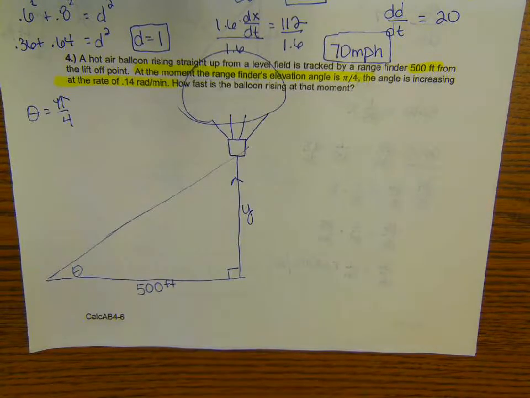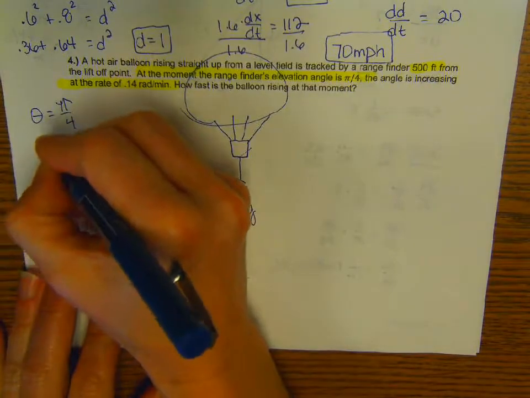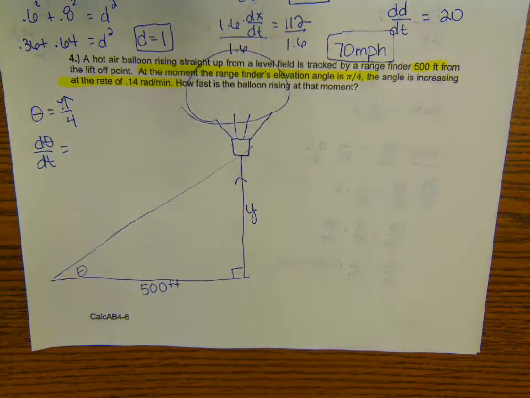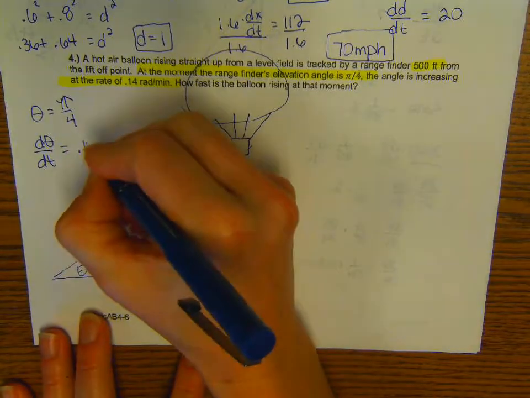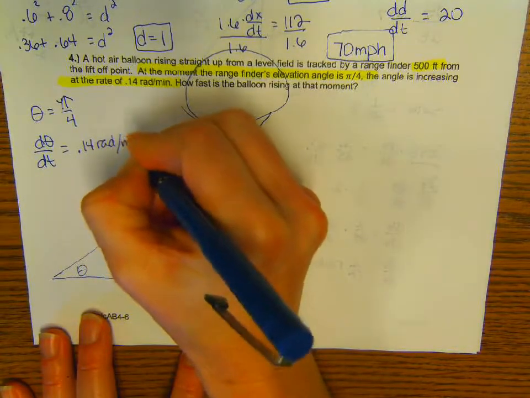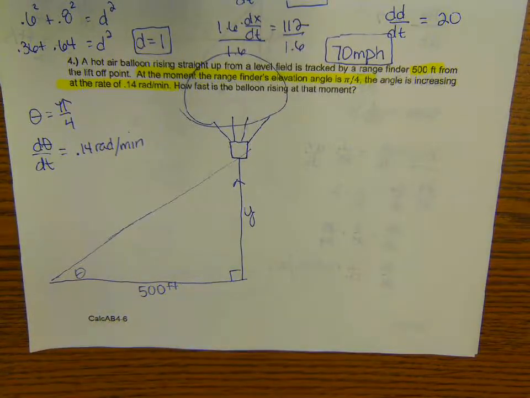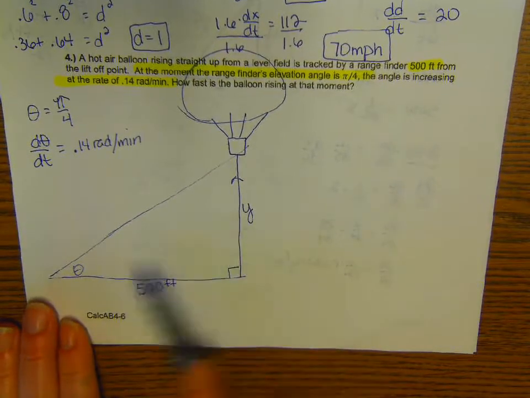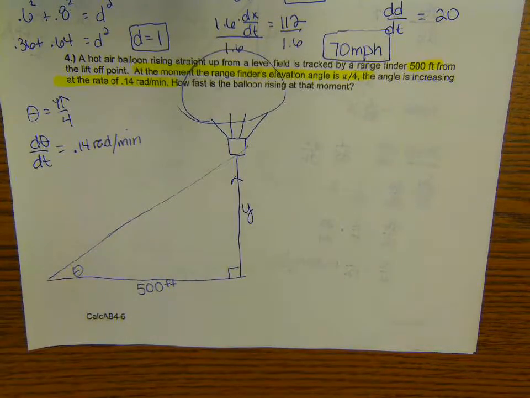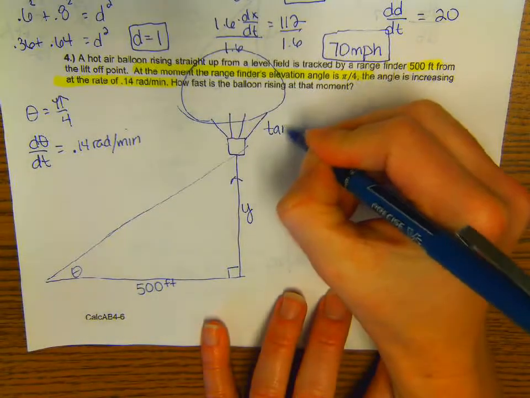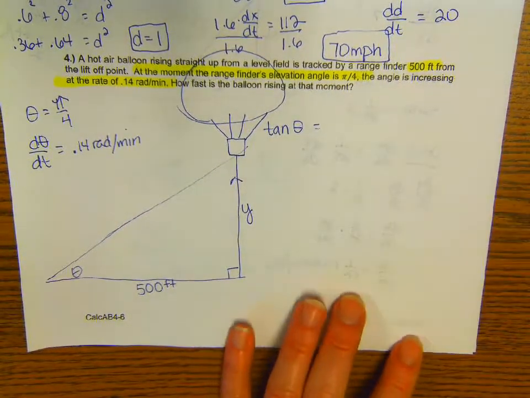What else do I know? Nice. D theta over dt, that is the change of that angle, is 0.14 radians per minute. So you guys tell me from yesterday, do you remember we're going to use a trig function? The trig function has to involve these three things. Which one can I use? Tangent. Okay? So tangent of theta, we're going to just write our setup, equals opposite over hypotenuse.